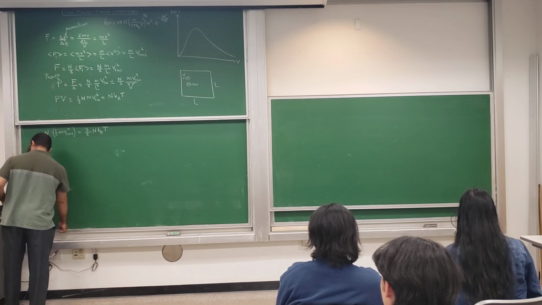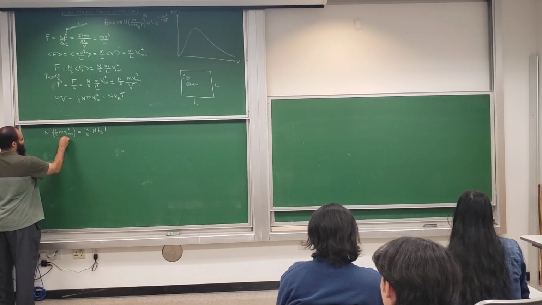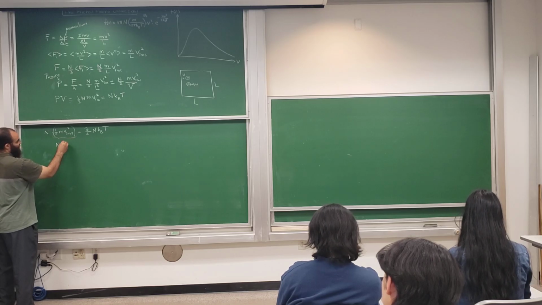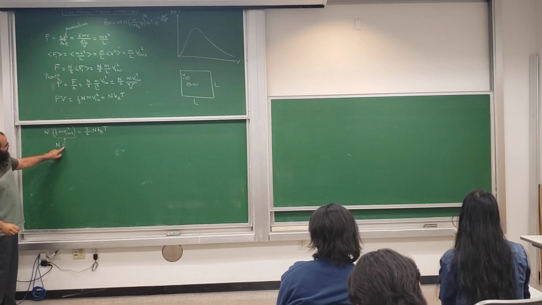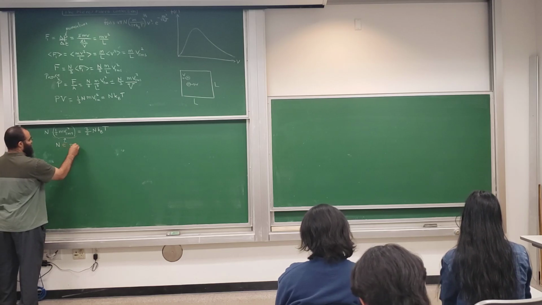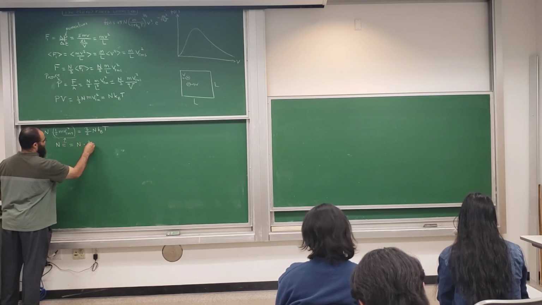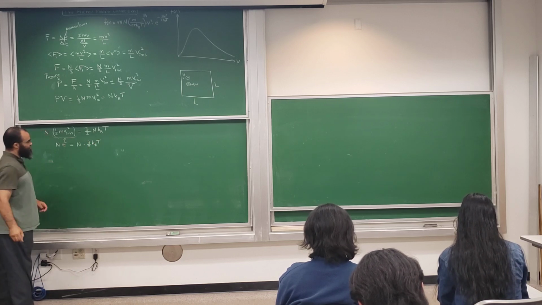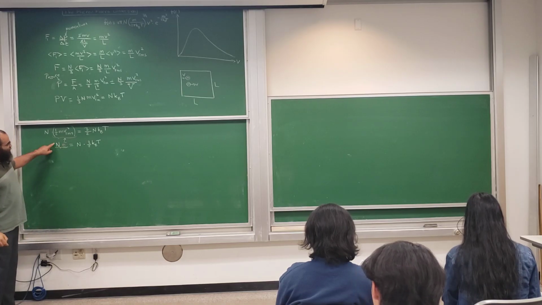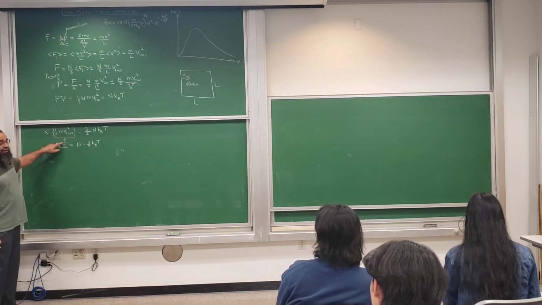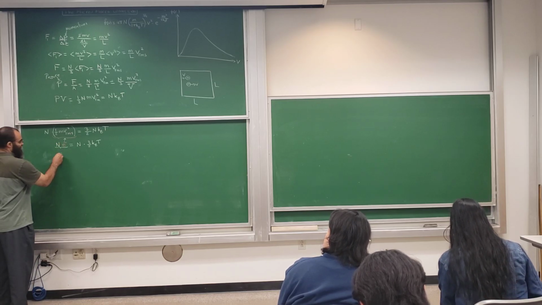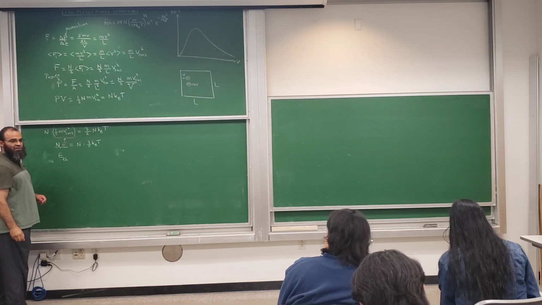So let me write here. Usually people write this as small epsilon, like this, and this one is capital N. This is the energy per molecule. Energy per molecule, small epsilon, is 1/2 m v RMS squared, and that's equal to 3/2 k_B times T. The number of molecules times the energy per molecule is the total energy, which we call thermal energy.